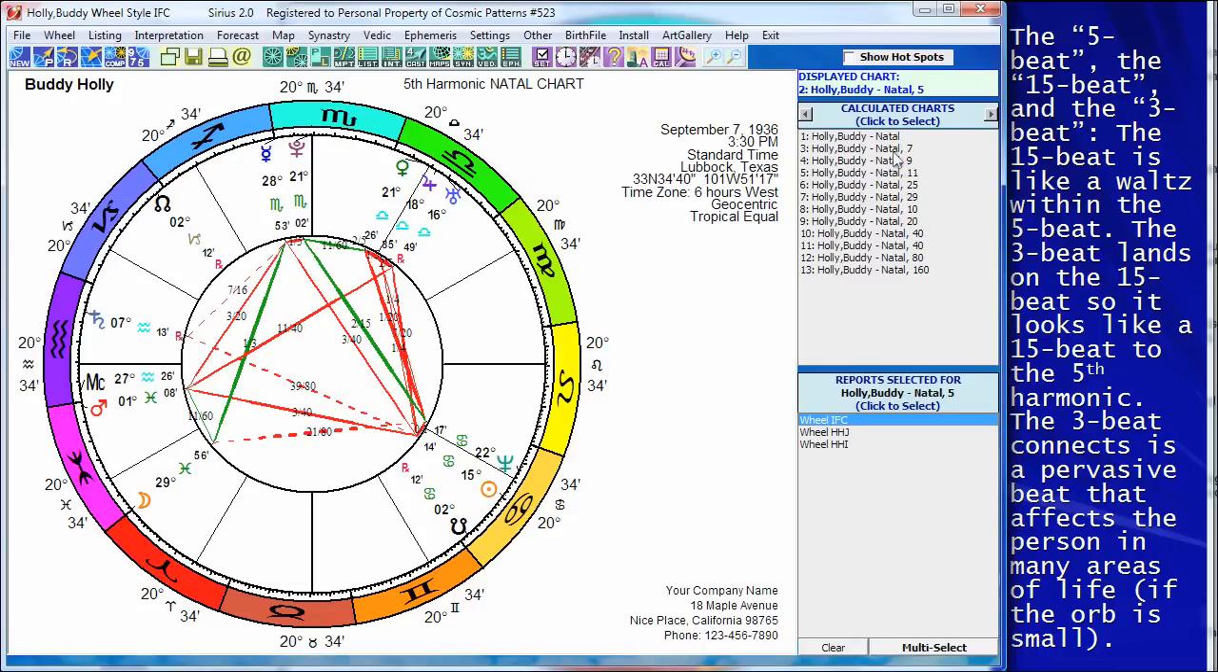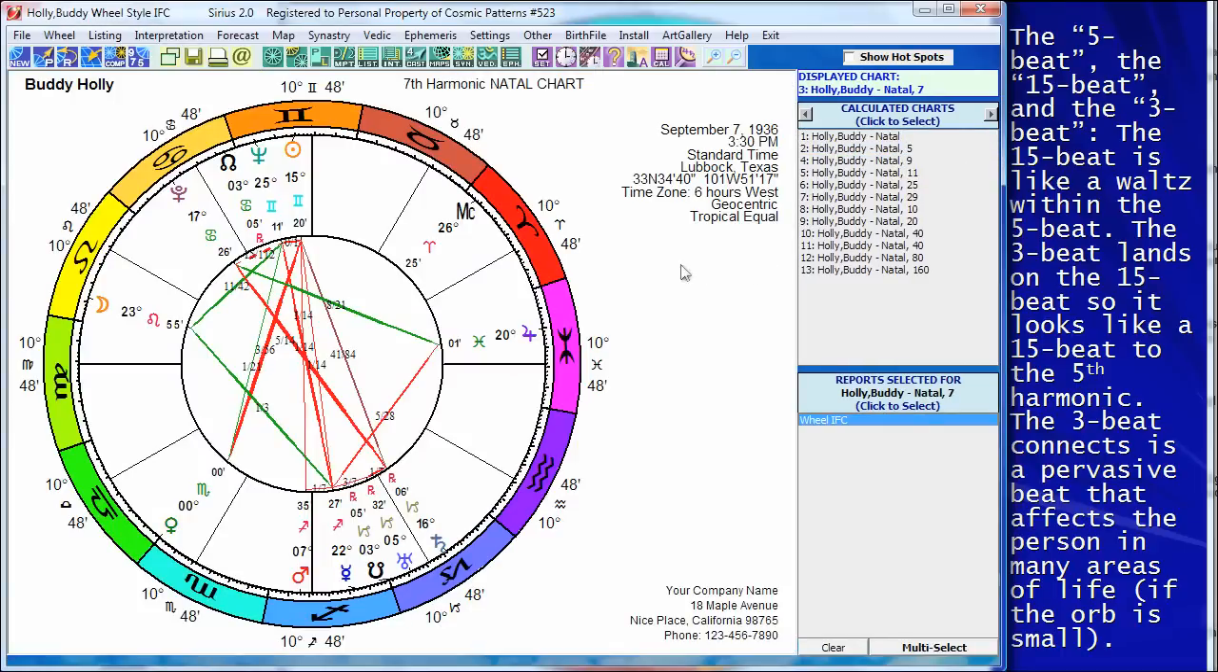If you're very clever with arithmetic, you can figure it out. But if you're not clever, it doesn't matter. Just look at the chart, we'll see what happens. Okay, let's look at the 7th harmonic. And where is the moon and Mercury? Let's see, here's the moon, where's Mercury? It's over here. And the orb is about 1.5 degrees. So the orb is getting bigger because we're going to higher harmonics.